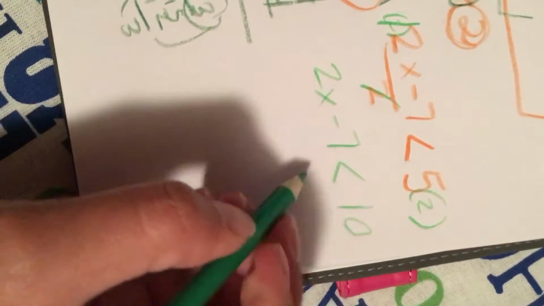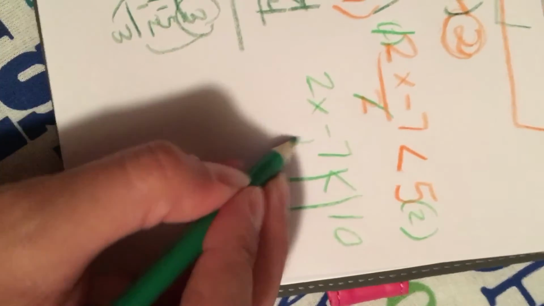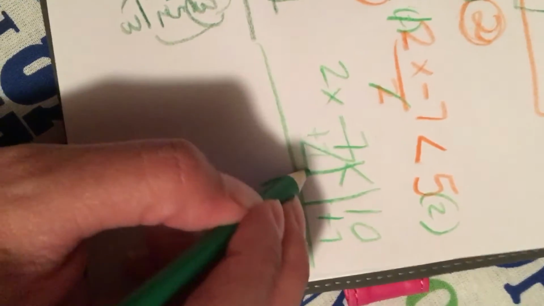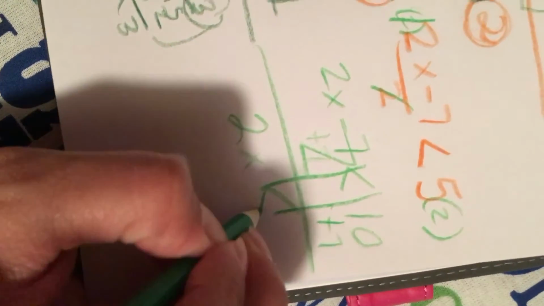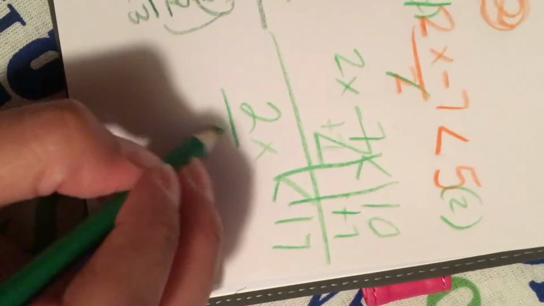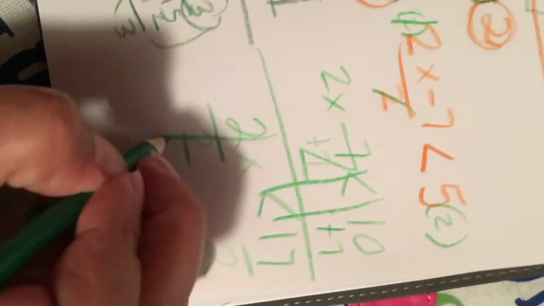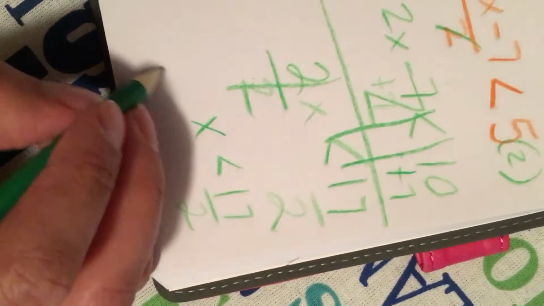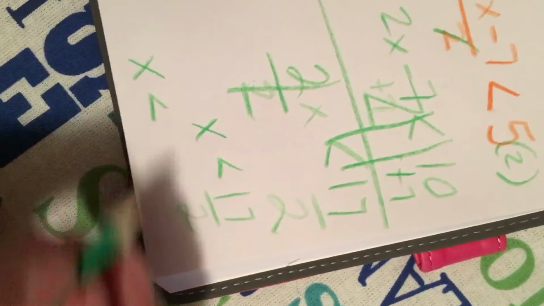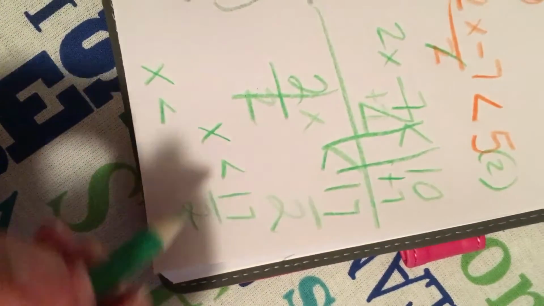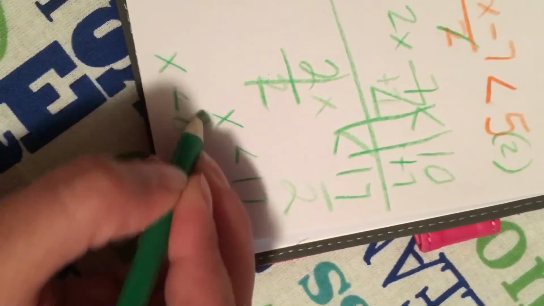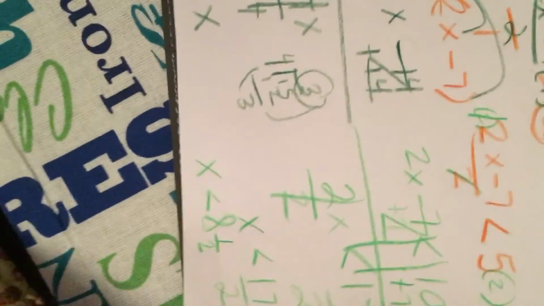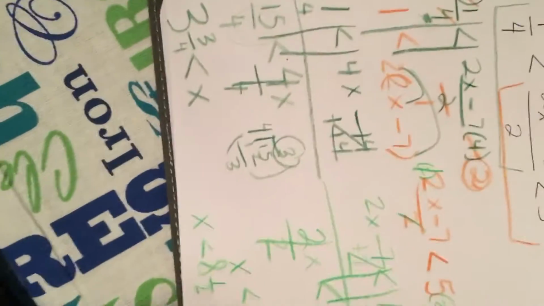And this is 10. Plus 7. The zeros out. 2x is less than 17. And last step, divided by 2. So x is less than 17/2, or x is less than, okay, and 2 goes into 17 8 times. That's 16, and then 1/2 is left over. Okay, and to write it together, you combine it.